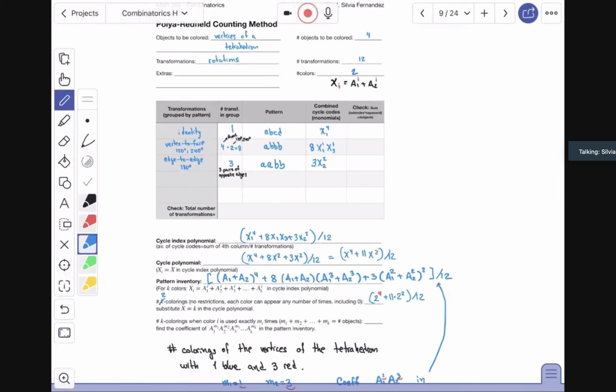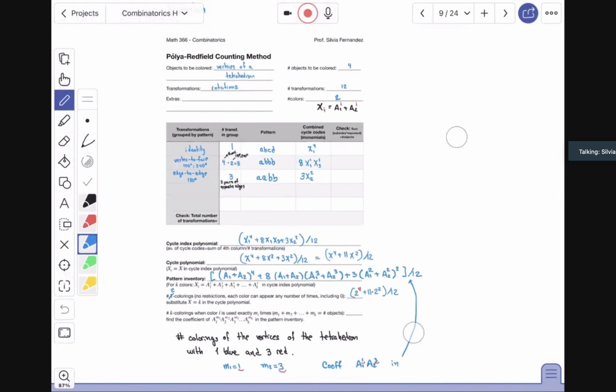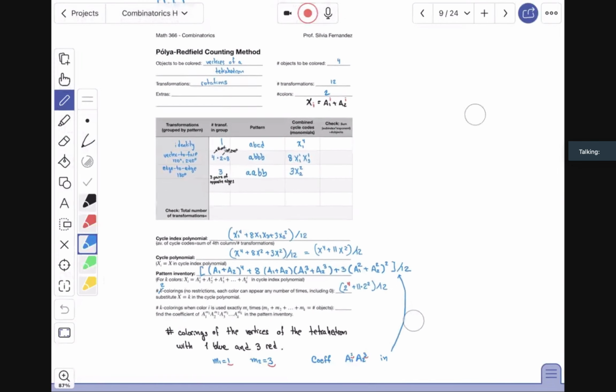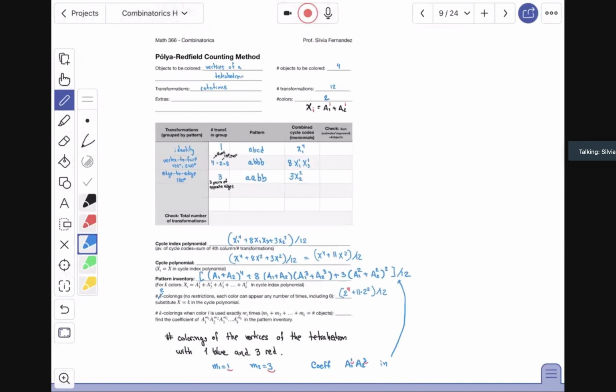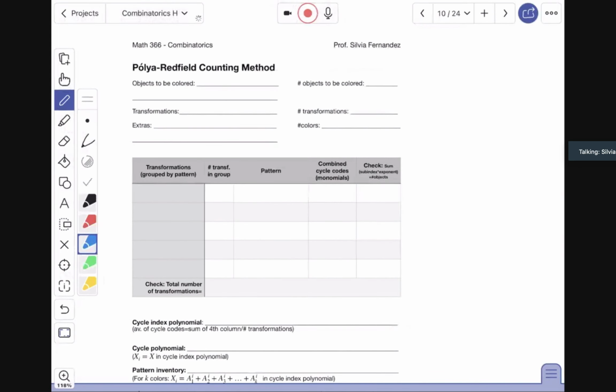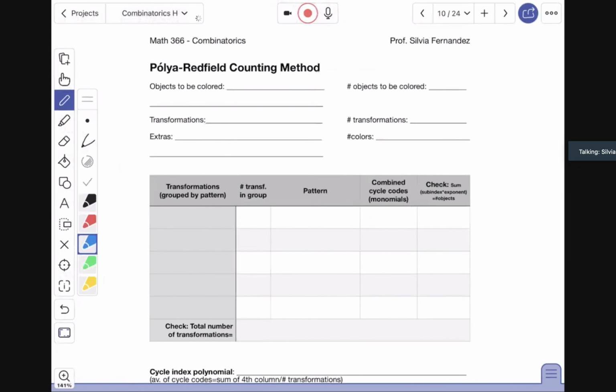Okay, so very quickly, rotations of the cube. For those that have cubes, those are easier to visualize. That's why I wanted to go over the tetrahedron first, because cubes are easier to understand.